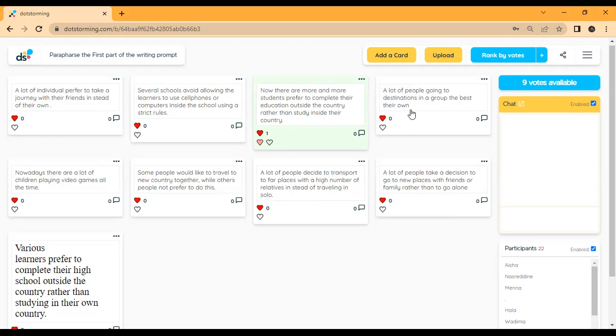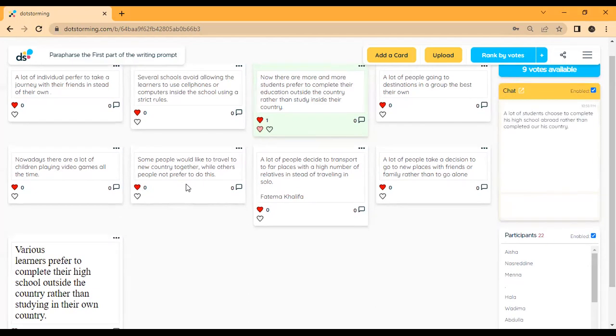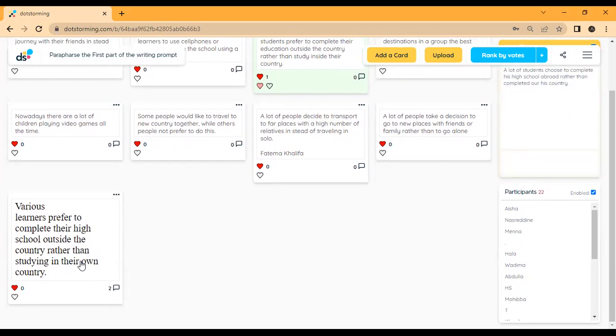A lot of people going to destinations in a group, the best there. Okay, a lot of people take a decision to go to new places with friends or family rather than go alone. A lot of people decide to transport to far places with a high number of relatives instead of traveling solo. Some people would like to travel to new countries together, while other people prefer to do this. Okay, that is loans prefer to complete their high school.